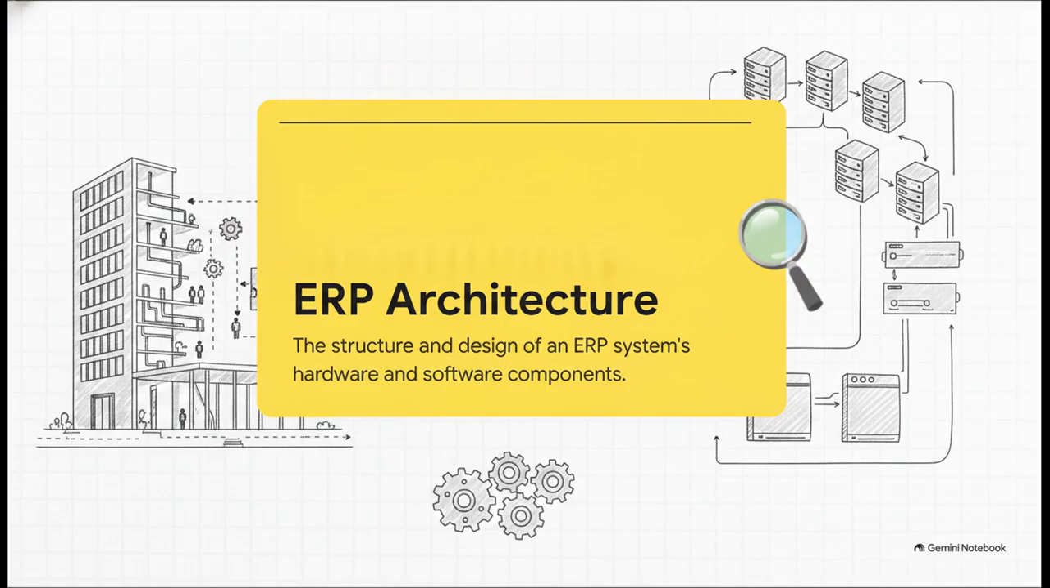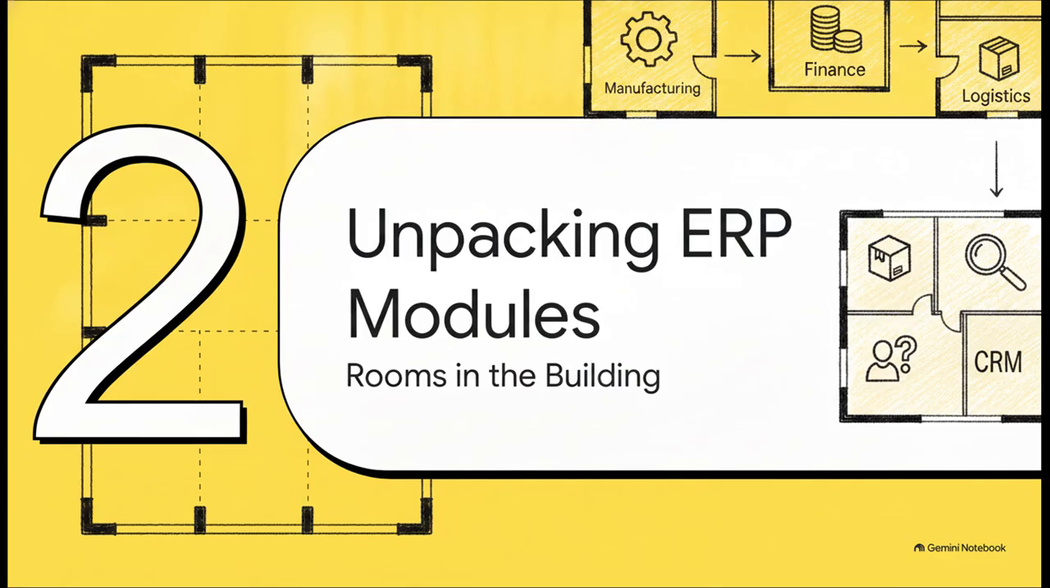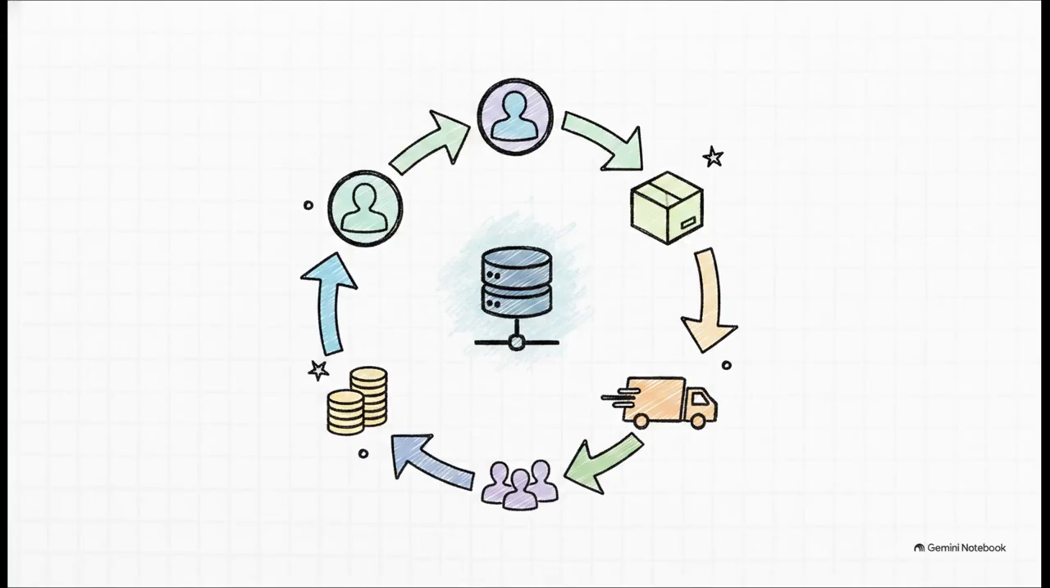your operations. Let's move to Section 2, unpacking ERP modules, which are basically the individual rooms in our building. An ERP system unifies totally disparate processes by creating a single source of truth for your company's data, and it does this using different modules. Let's trace a little narrative here. Imagine a customer places an order.